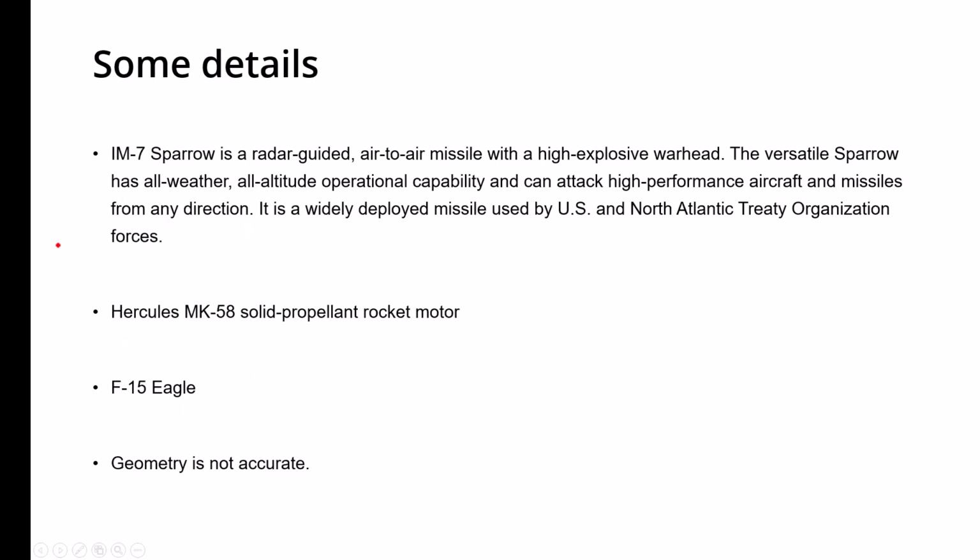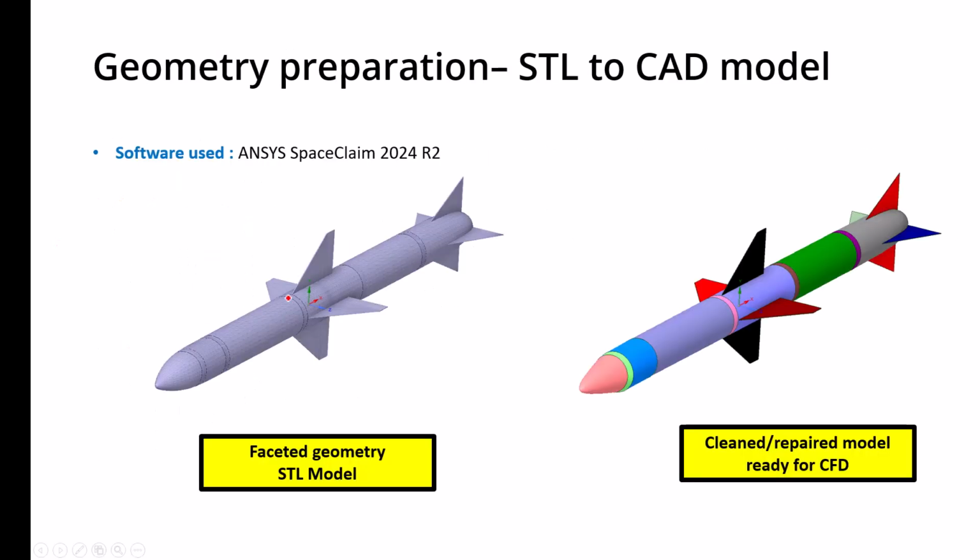So this is the overall overview, and this was the geometry that I had. These are the triangles. The STL file contains triangles. Okay, and then I cleaned the geometry and got these clean surfaces. You can see they are representing exactly the same geometry.